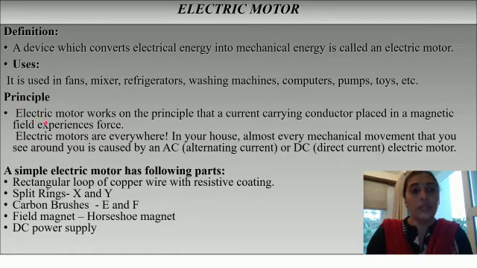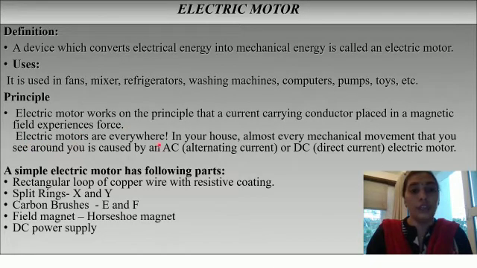Principle: an electric motor works on the principle that a current carrying conductor placed in a magnetic field experiences force. So this statement we had split up and tried to understand it, and this forms the principle of an electric motor.